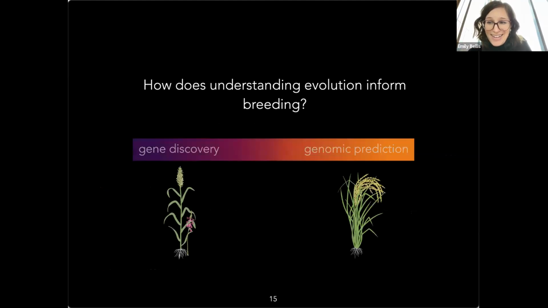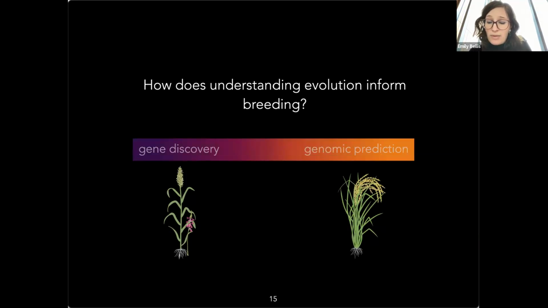But all that to say, coming back to this question of how understanding evolution informs breeding, one of the big ways is through gene discovery, right? If we can find genes important for adaptation to environment, that can be really valuable. Those could be really valuable targets for plant breeding. But it can be really complicated. I think that's one of the major lessons I took away from this work with Striga: we can miss a lot of really important genes. And a lot of times the traits that we are interested in have a very complex genetic basis.